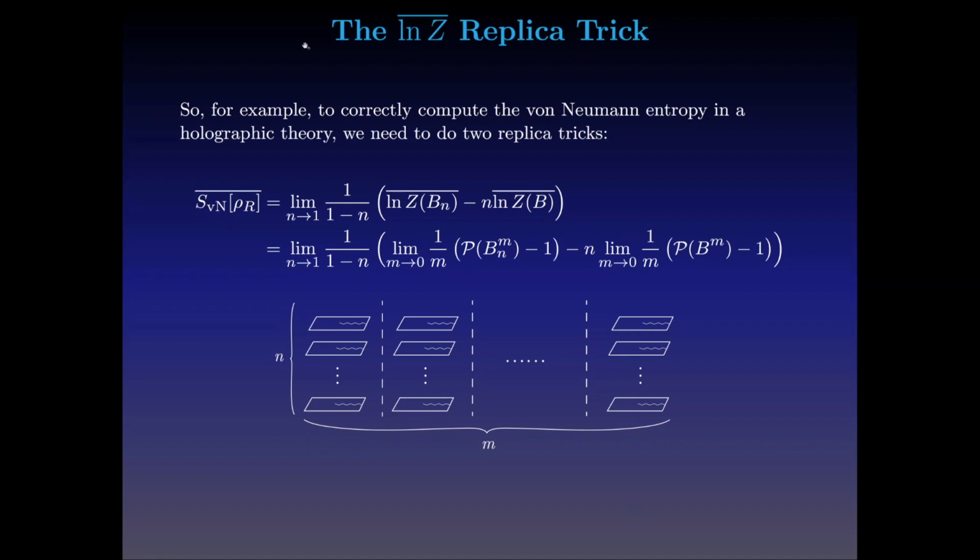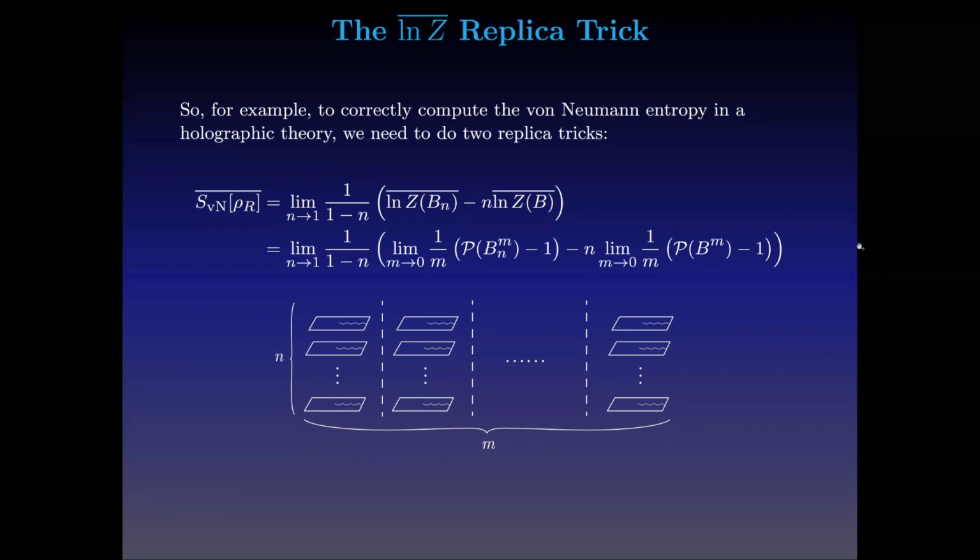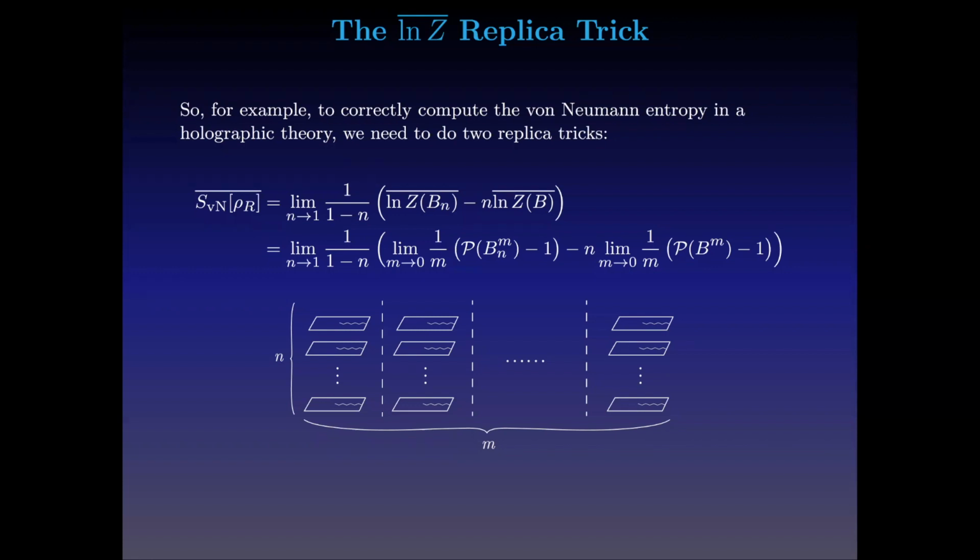There's a quick question. Could you define P of B? Yeah, let me go back up. So P of B is the gravitational path integral with boundary B, boundary conditions. All right, awesome. Thanks. Yeah. So the average.